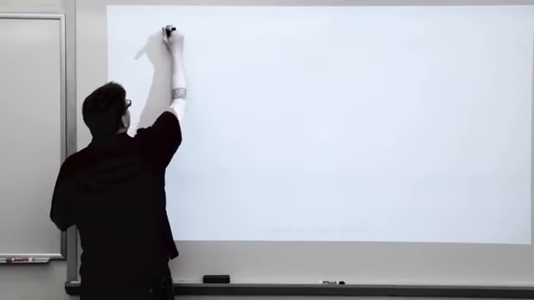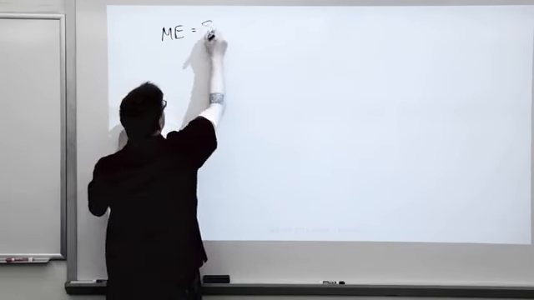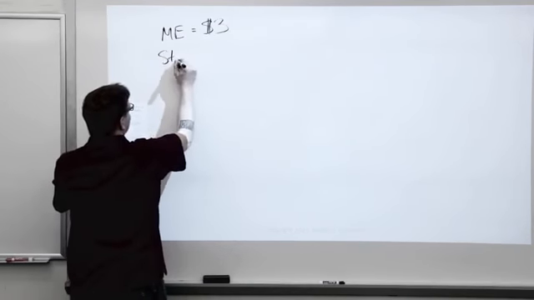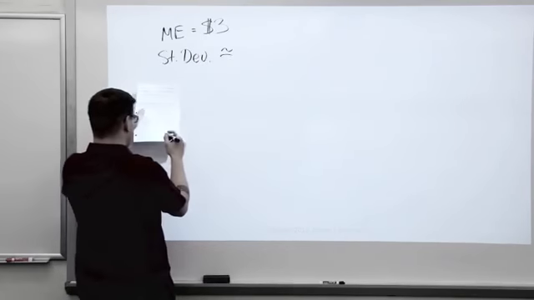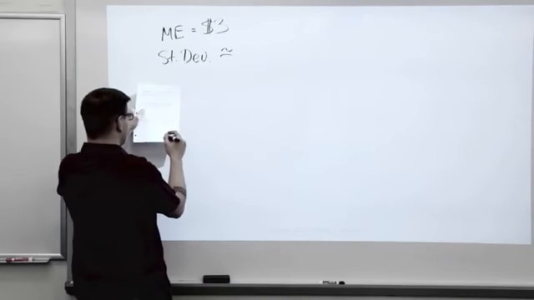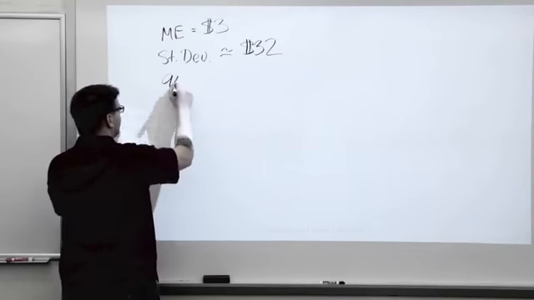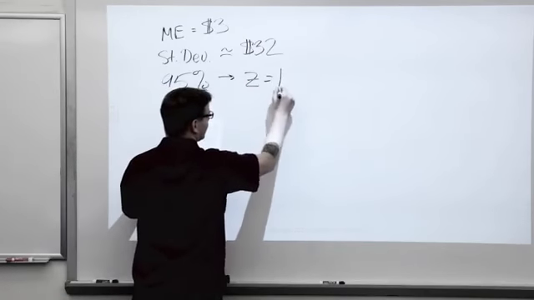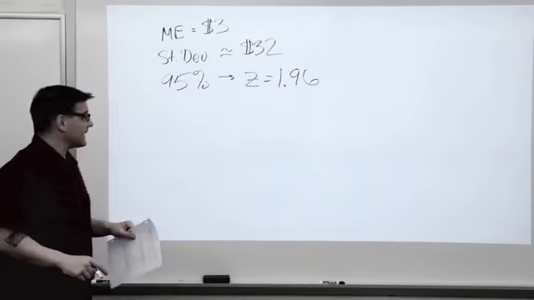Write down a few things here. The margin of error, they'd like to be within, what, $3? So there's that. The standard deviation estimate, they're saying it was $32. And the 95% confidence would tell me that the z number is that familiar 1.96.